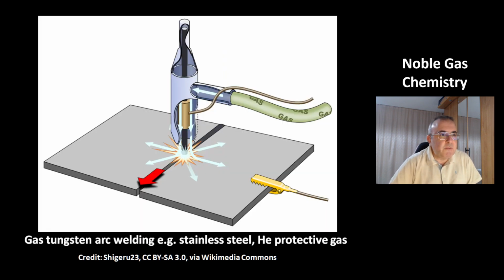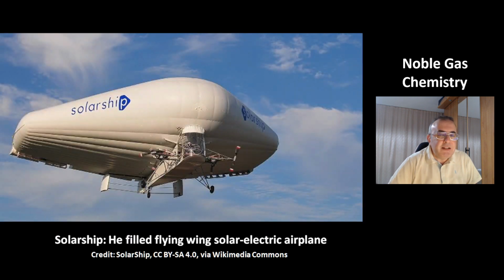Helium is also used for gas tungsten arc welding, for example of stainless steel, as a protective gas. This is the Solar Ship. It's a helium-filled flying wing solar electric airplane.